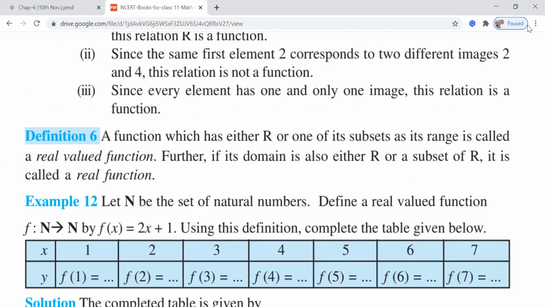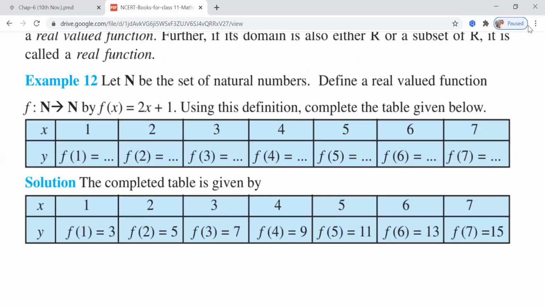Next one. Complete this thing. F of 1, F of 2, F of 3, F of 4, F of 5. So just put x value as 1. So you'll get the answer as what? 3. Correct? X value of 2, you'll get the answer as 5. Just complete it later on. That's more than enough.